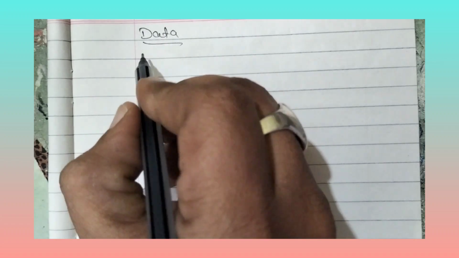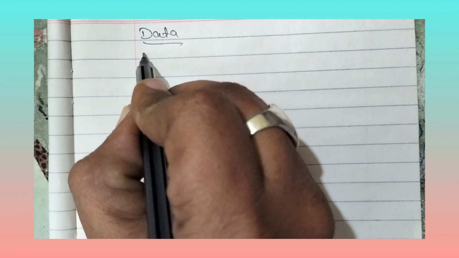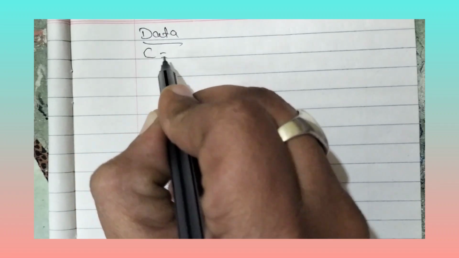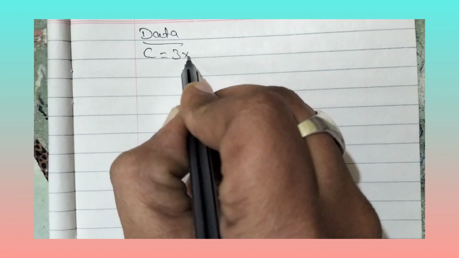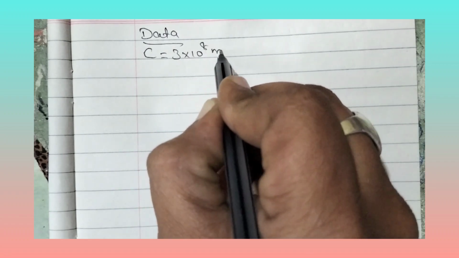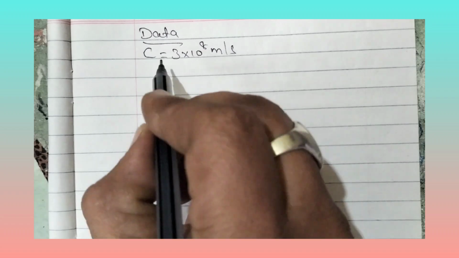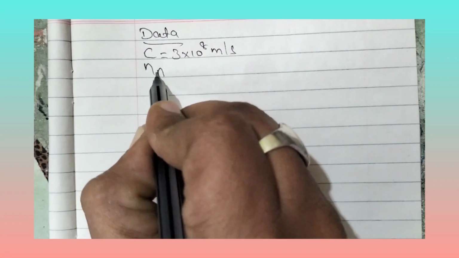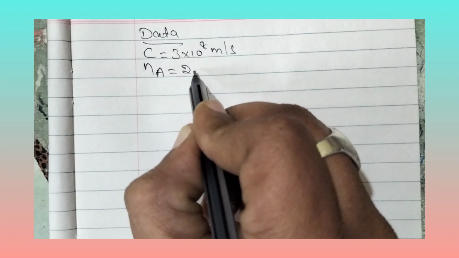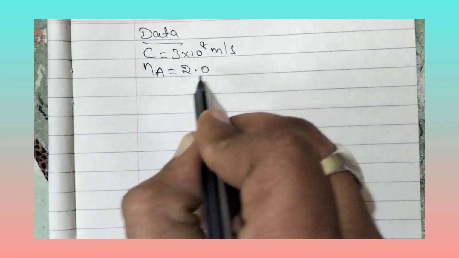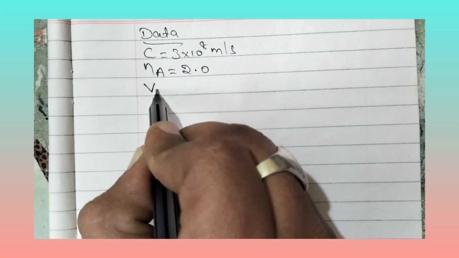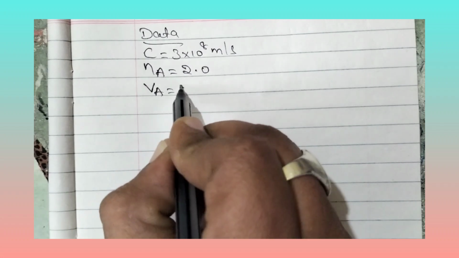So they have given in the data, let us write here. So that is what they have given. The speed of light in vacuum is 3 into 10 to the power of 8 meter per second. Just now we have calculated it. Then they have given the refractive index of A, which is equal to 2.0. Then we have to calculate the speed of light in medium A.